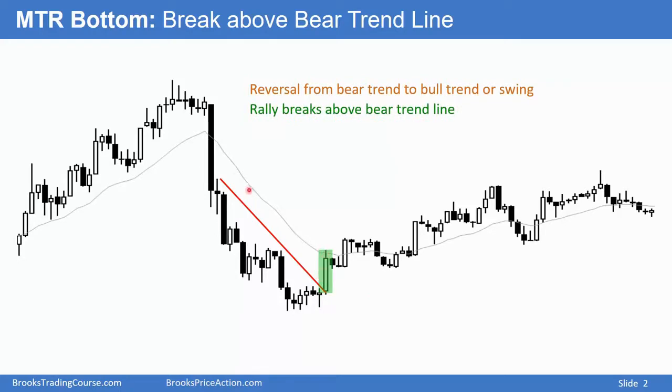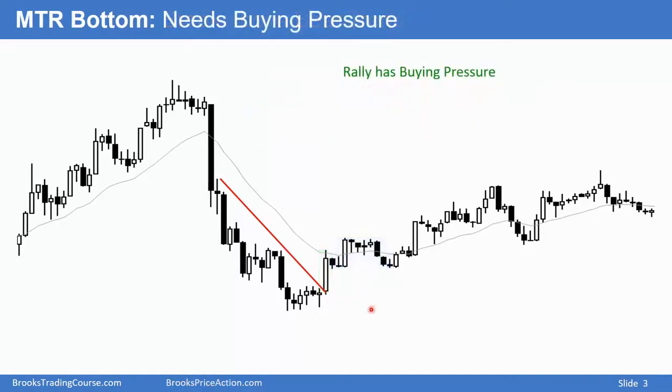A rally above the bear trend. That makes traders think that maybe the bear trend is ending, maybe it's becoming a trading range, or a bull trend. Next, you want the pullback to reach the moving average. You want the rally to have signs of buying pressure, for example, big bull bars. You want it to reach the moving average. You want it to get far above the trend line.